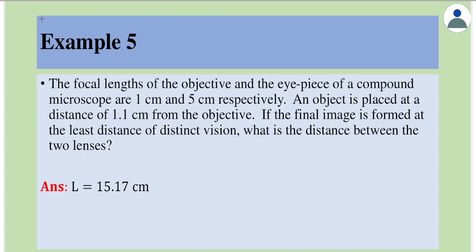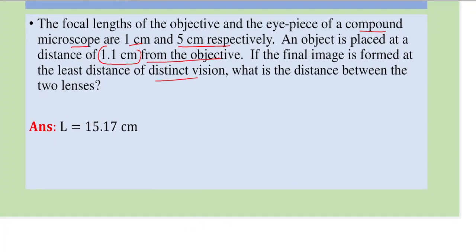Example 5 says, the focal lengths of the objective and eyepiece of a compound microscope are 1 centimeter and 5 centimeter respectively. An object is placed at a distance of 1.1 centimeter from the objective. If the final image is formed at the least distance of distinct vision, what is the distance between the two lenses? As earlier, we'll just draw a diagram for it.